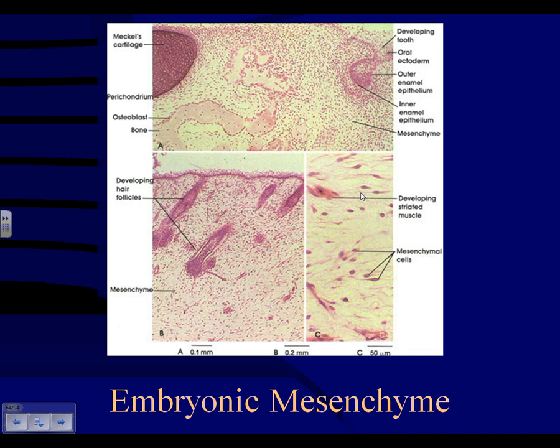This is embryonic mesenchyme. So generally, as surgical pathologists, we see embryos in a woman who's had a very early miscarriage, and she comes to the hospital and passes some tissue, and we look at it under the microscope, and it's a bunch of blood.